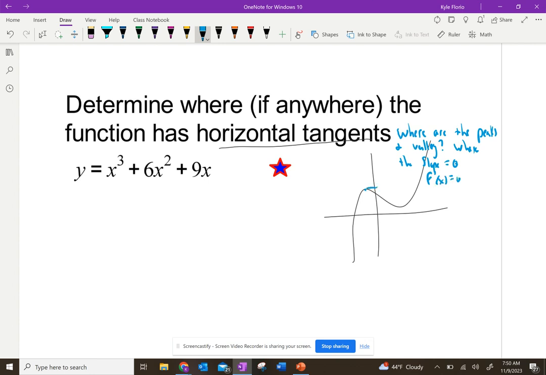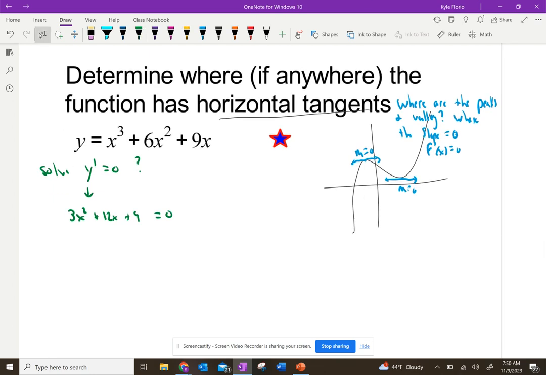So right here, the tangent line would be horizontal, and right here, the tangent line would be horizontal. So that's when the slope is 0. So I need to solve the equation, when does the derivative equal 0? Well, the derivative of the function is going to be, so y prime is going to be 3x squared plus 12x plus 9, and I want to set this equal to 0.